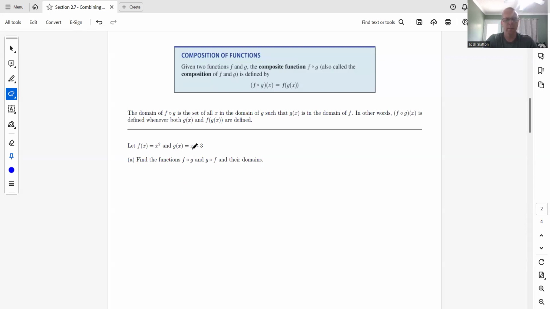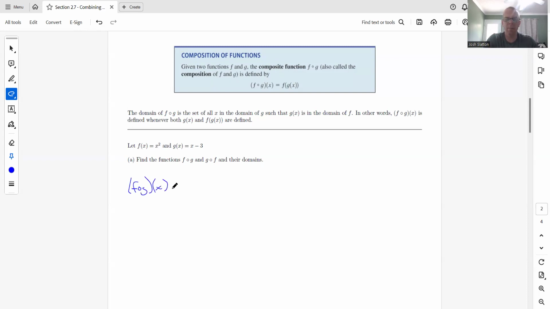So essentially what this notation means, this little circle is the composition, and that means whatever the second function is, that is going to be the input into the first function. So in this case, G is the input, we're going to put it into F. In this case, F is the input, we're going to put it into G. So let's see what that looks like.